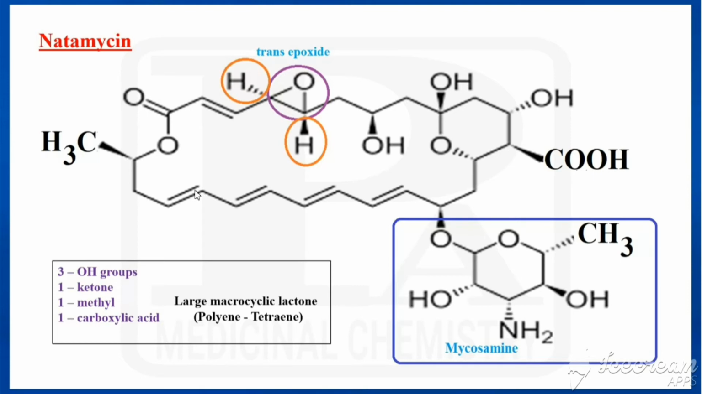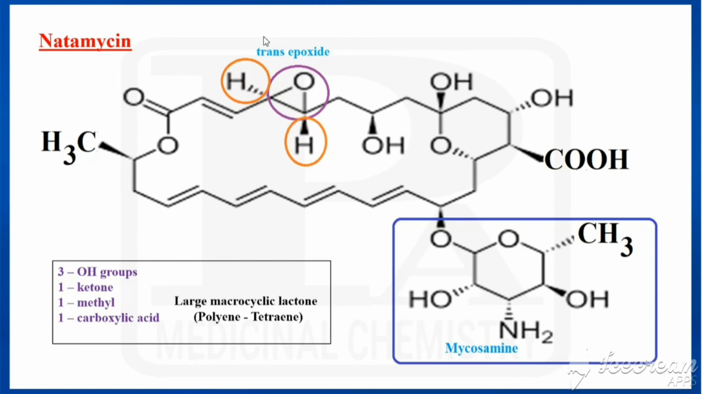How many are the double bonds? Only 4 bonds. So it is a tetraene. So it is having a large macrocyclic lactone ring. It is a 26 membered one having 3 hydroxy groups, 1 carboxylic acid group, 1 ketone, 1 methyl, and it is having 4 double bonds. So it is a tetraene, and this is connected to sugar, that is mycosamin, by means of a glycosidic linkage. And one more important point is it is having an epoxide.